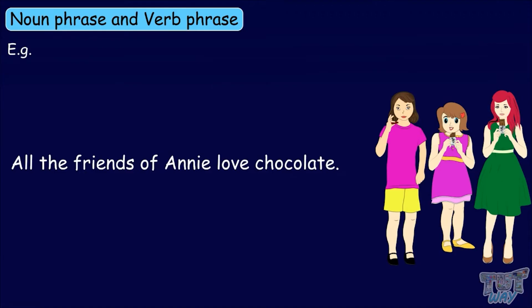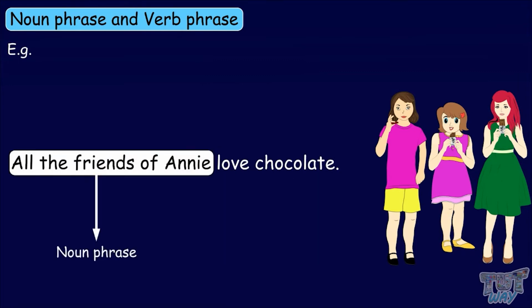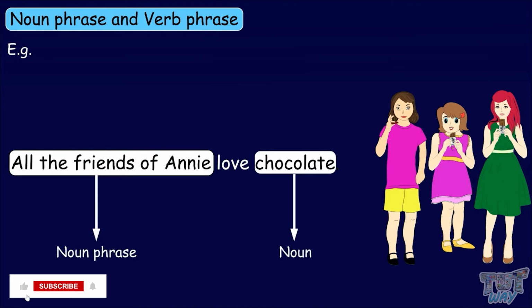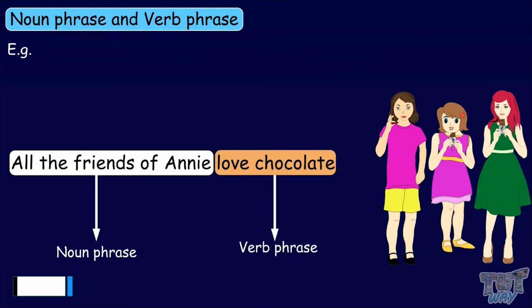All the friends of Annie love chocolate. Here, the noun phrase is all the friends of Annie. Chocolate is a noun, but not a noun phrase, as it is a single word and not a group. Love chocolate is the verb phrase here, as it contains the verb love.